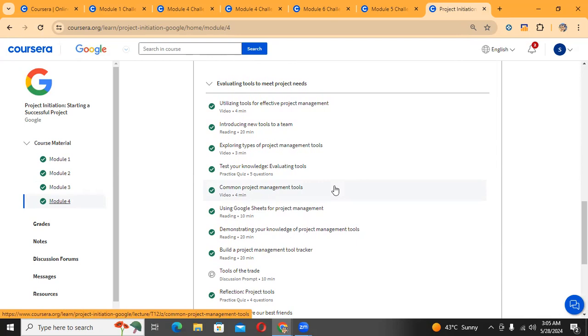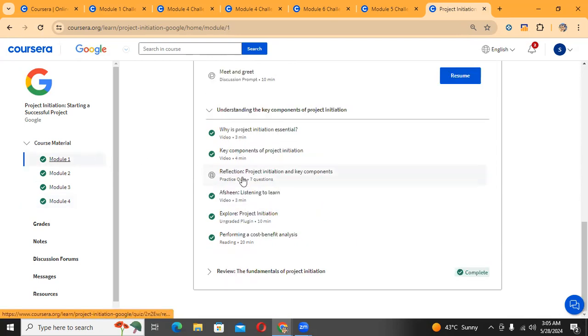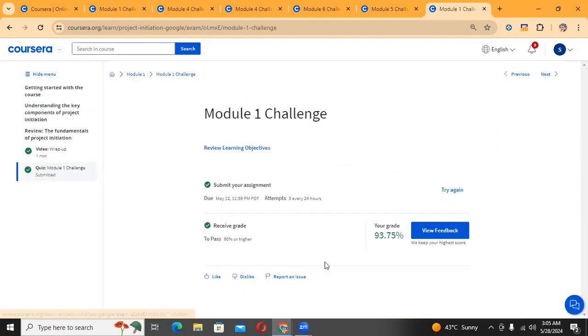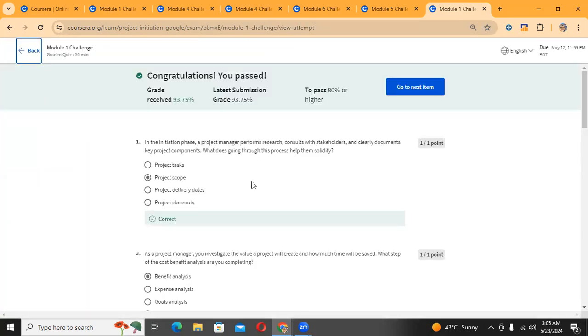And so let's do the first module quiz. For the first question, the correct answer is project scope, because during the initiation phase, the project manager clarifies the project scope by conducting research and consultancy with stakeholders and documenting essential details.